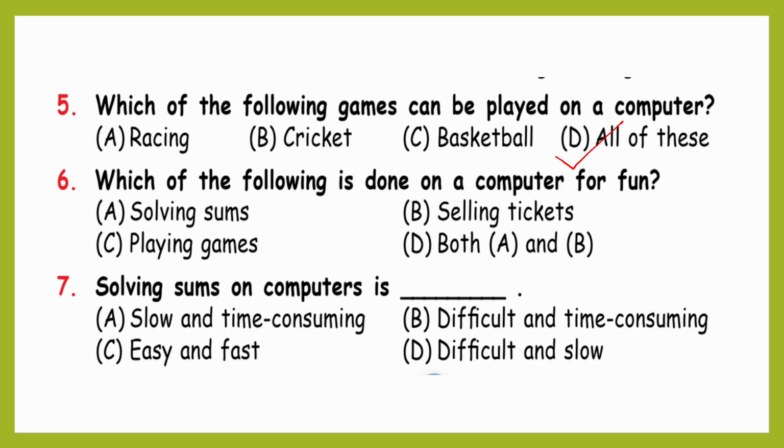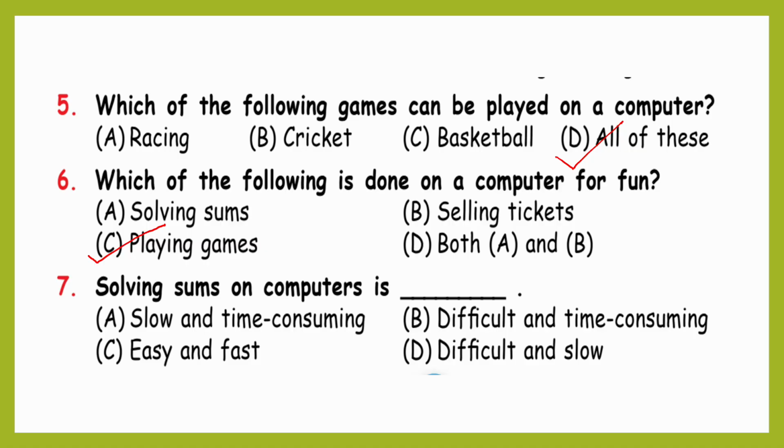The next one, which of the following is done on a computer for fun? Option A, solving sums. Option B, selling tickets. Then option C, playing games. Option D, both A and B. So what is the answer? Playing games. Only games are played for entertainment. So option C is correct.